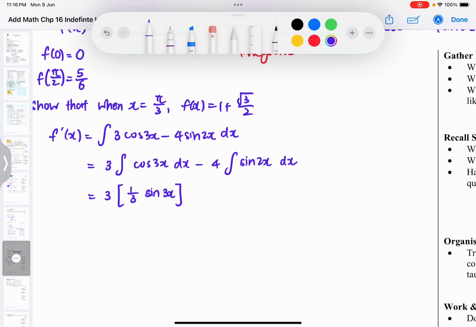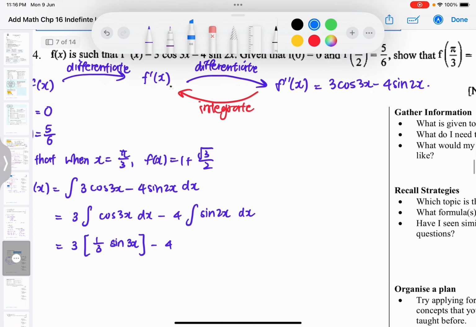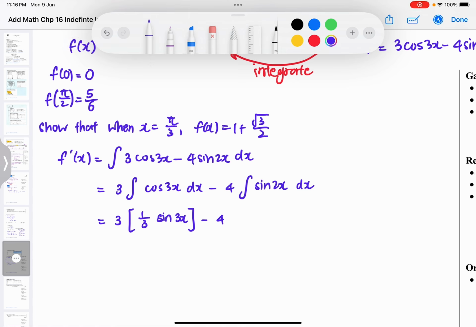Right, and then for the next term, integrate sine, right? Over here, integrate sine is negative of 1 over a cosine of (ax plus b). So negative of 1 over 2 cosine 2x. Okay, why is it negative? Because when you differentiate cosine, you get negative sine. So when you integrate sine, you will get negative cosine.